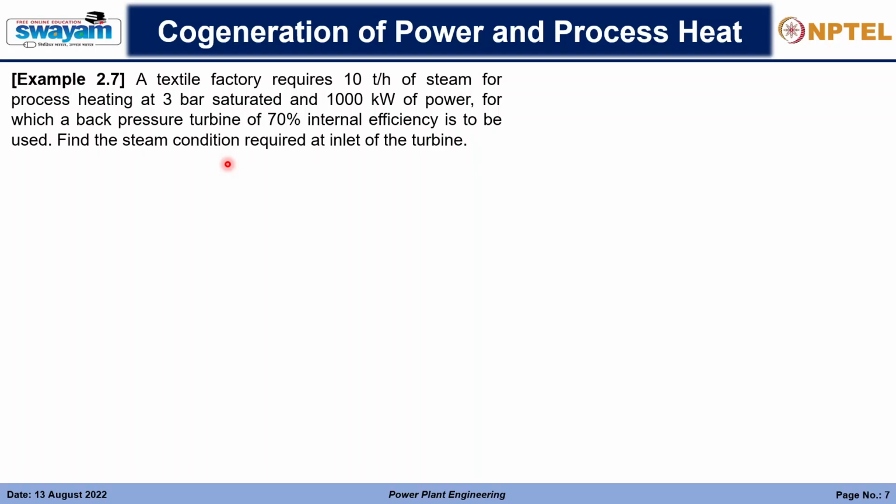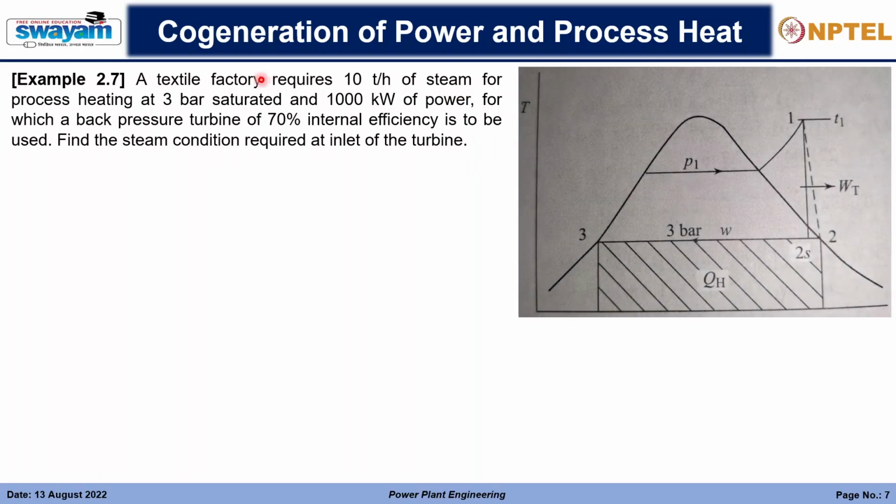A textile factory requires 10 tons of steam. The diagram is actually a part of the solution, but still I will give it to you. A textile factory requires 10 tons per hour of steam for process heating. The tons per hour is actually the flow rate, at 3 bar saturated. So 3 bar is quite high. Normally it is 1.01 bar, the ambient condition, but the turbine will go beyond, till 0.06.